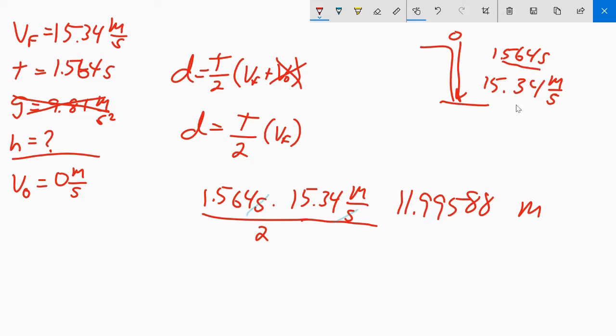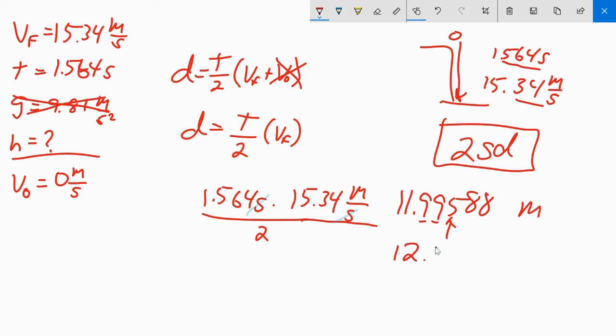Well, I have 3 here and I have 2 here, so I have 2 significant digits. That's going to be important. Let's see, 9, 9, the 5 tells us which way to round, tells the 9 to round up. 9 becomes 10, 9 becomes 10, so we have 12.00 meters. And yes, those zeros are significant, so you make sure you put them in your answer.